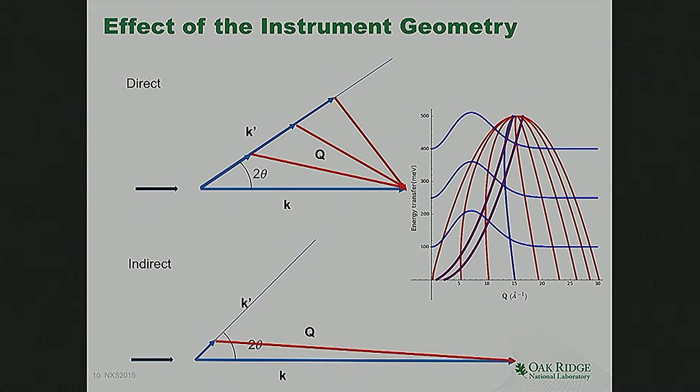So it's a trade-off. But in general, if you're looking at, for example, stretching modes of molecules, you will probably go for direct geometry. But anything that is below 250 millielectron volts, is a powder, and contains hydrogen, you should go for an indirect geometry, because our counting rates in there are 2 or 3 orders of magnitude higher. We have a lot of neutrons that we can count.